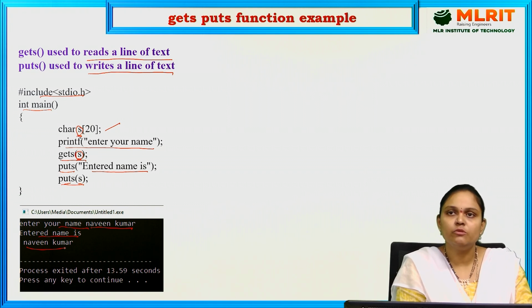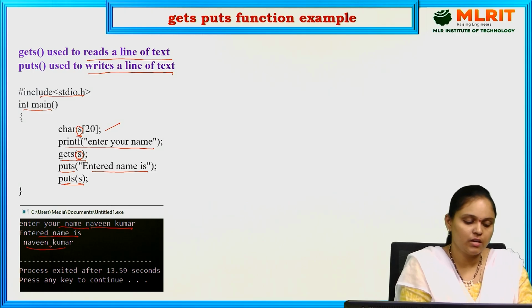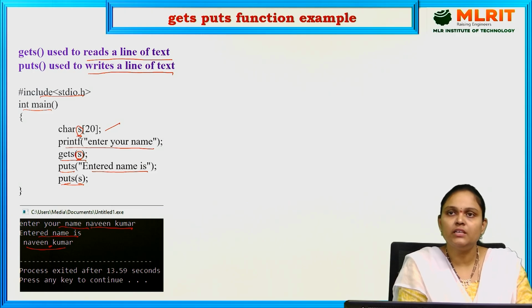While using the scanf and printf statements, we cannot read two words, and we cannot print two words, because here a space has been encountered. After encountering a space, the scanf and printf statements will get terminated. That is the reason why we cannot read multiple words by using scanf and printf statements. Multiple words can be read and printed by using the gets and puts functions.